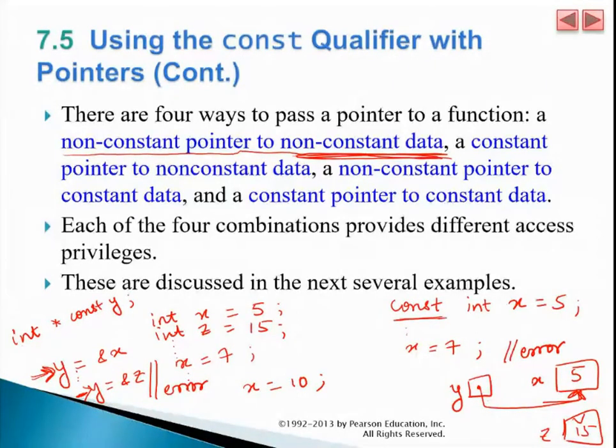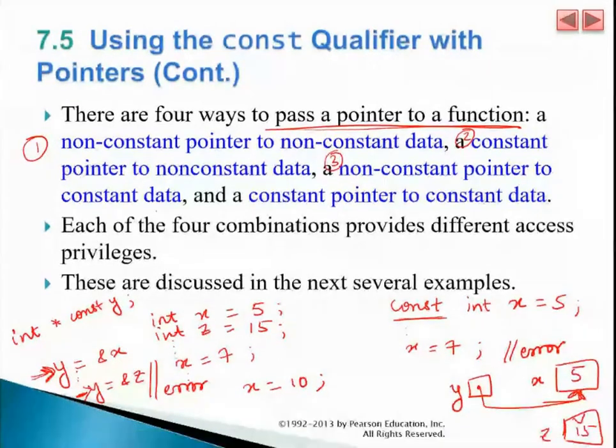Okay, so this is the difference between a constant pointer, a non-constant pointer, constant data, and non-constant data, right? Since there are total 4 cases, there are 4 possibilities. So the pointer can be passed to a function in these 4 ways. The first way is non-constant pointer to non-constant data, both are non-constant. Second possibility is constant pointer to non-constant data. Third possibility is non-constant pointer to constant data. And fourth possibility is constant pointer to constant data.